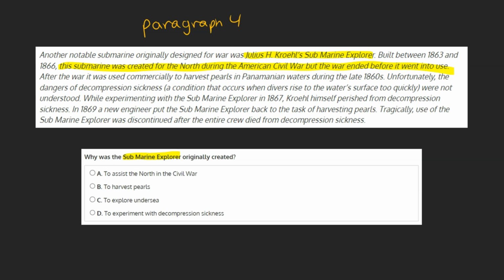Even though it wasn't used in the war in the end, the text tells us that its original purpose was to help the North during the American Civil War. Because our question is asking why it was originally created and not what it was used for in the end, we can head down to our choices and mark A, to assist the North in the Civil War, as our final answer.